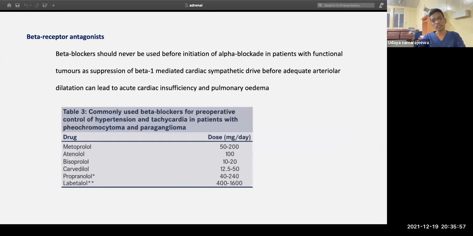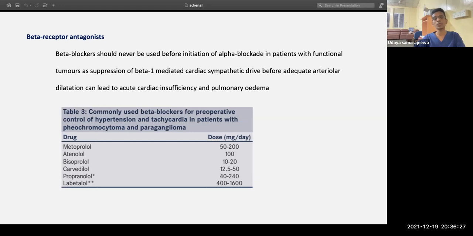Beta blockers. Now, we initially start alpha blockers and then get the blood pressure controlled with titration of the dose. What happens when we start alpha blockers is the vasoconstriction will be controlled and then the vascular system starts to dilate. When the vascular system starts dilating, the volume is inadequate. So as a result, the patient can get orthostatic hypotension.